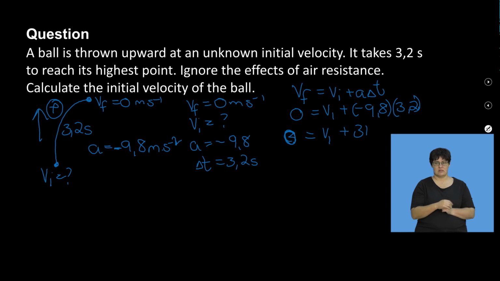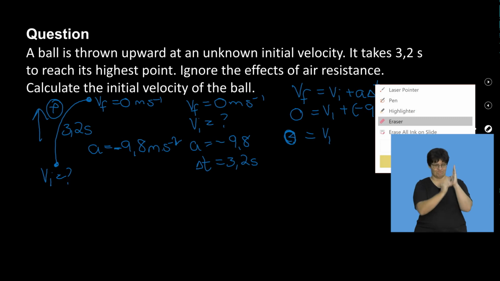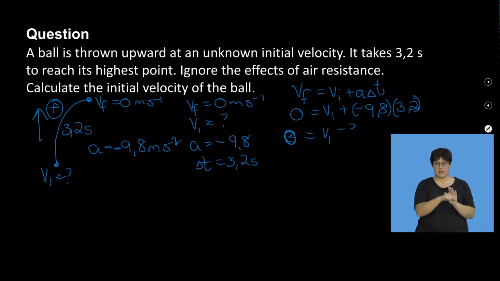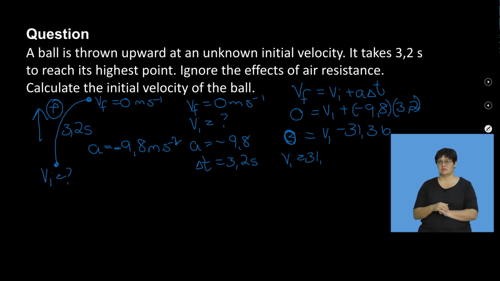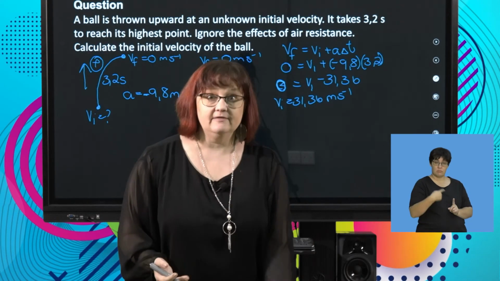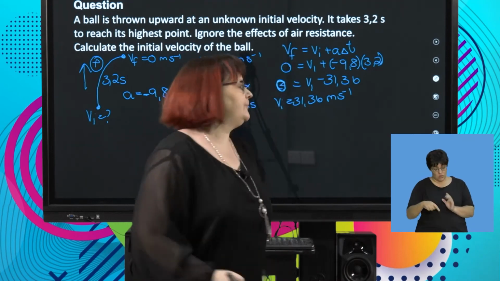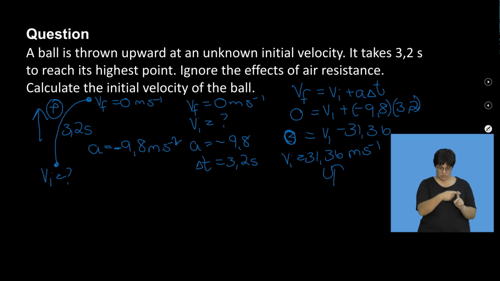31, and that's a minus. It's always important to write it down properly. We want VI on its own, so when we swap it all around, but it's a vector. We got a positive answer, which was expected because I took down as negative, I took up as positive, it was thrown up. So this is up. Not so bad. Let's see what the next question has for us.